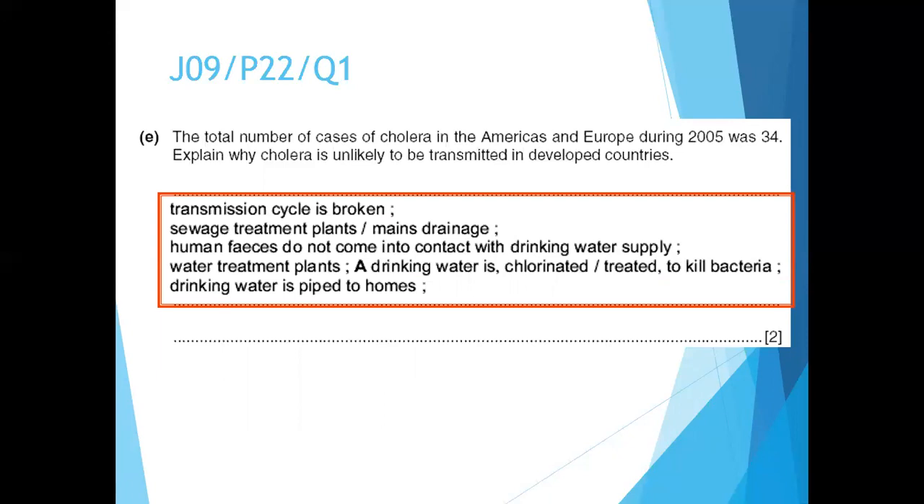Because the transmission cycle is broken, right? So how is it being broken? They have sewage treatment plants and mains drainage. The drainage means the longkang, the drain, the big drains. So from all the houses, the main drain goes to a treatment plant. So the water doesn't flow into the river directly, okay? It must be treated so that it's free of contamination. All sorts of contamination, not only bacteria, free from mud, free from toxic chemicals, okay? Then it's released to the river so that the aquatic organisms will not be killed as well, right?